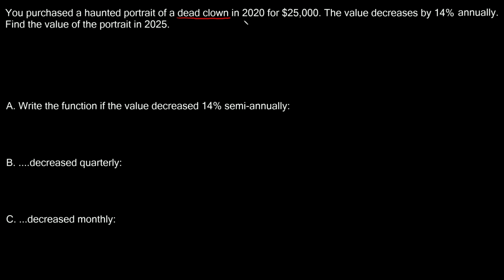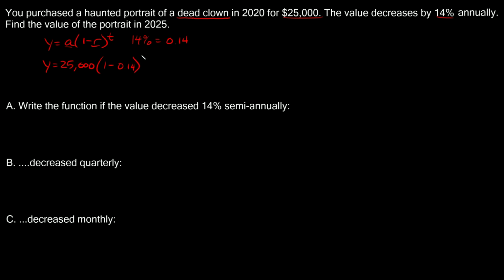So this portrait, you bought it in 2020 for $25,000. And then it says the value decreased, right? So that means we're talking about exponential decay. So we're going to say y is equal to a times 1 minus r raised to the t, okay? So let's plug some information in. So what was our initial amount? Well, initially, you bought it in 2020 for $25,000, right? So we're going to say y is equal to 25,000 times 1 minus, and then what's our rate? Well, the rate is 14%. All right, so 14%, again, as a decimal, is equal to 0.14. So we're going to plug in 0.14 right there.